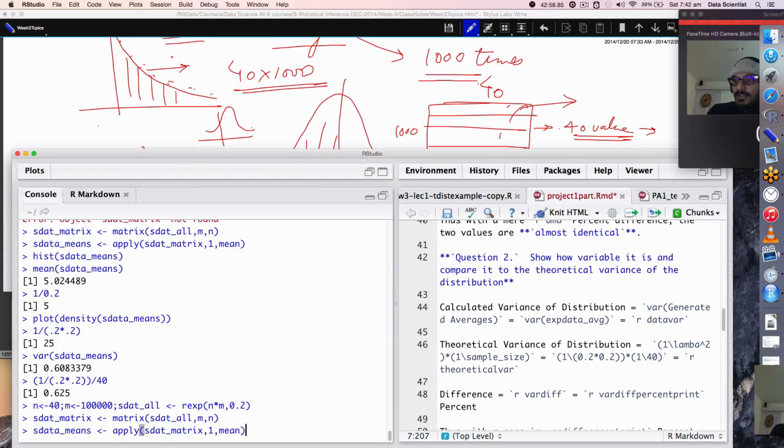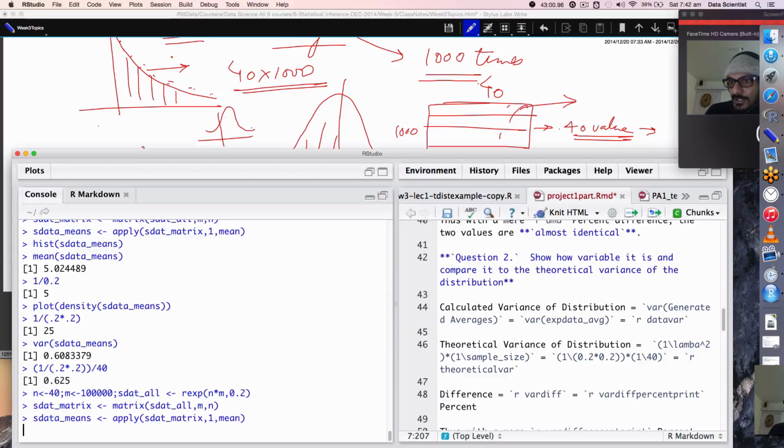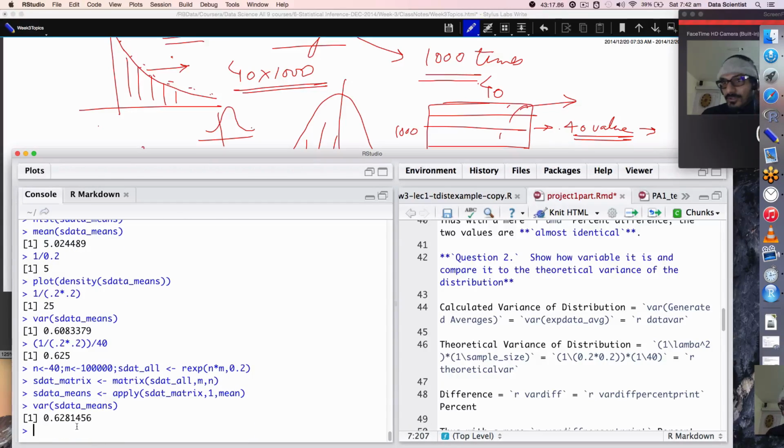Okay, as data, so I'm applying it. Now it will take some time, because we have 1 lakh data points. Now if I say the variance of the new S data means, do you notice that the answer is much closer to 0.625 now? I'm getting 0.628. Got it?